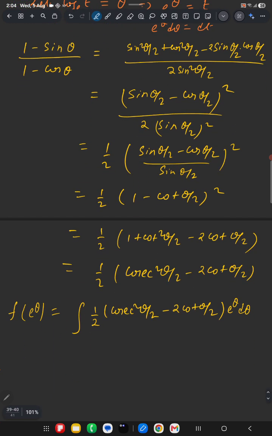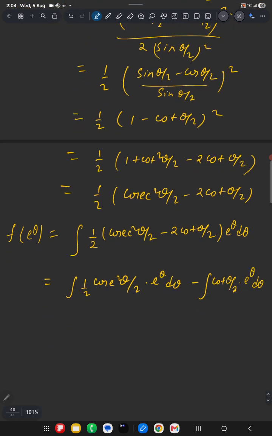Okay, now what we will do is distribute the integration like this: half cosec square theta by 2 into e power theta d theta, and minus half and 2 will cancel, so minus cot theta by 2 into e power theta d theta. Now I will do the integration by parts. First term I will write as it is, no simplification will be done over here because this will be used.